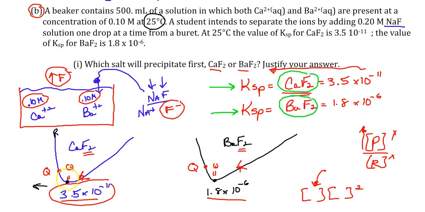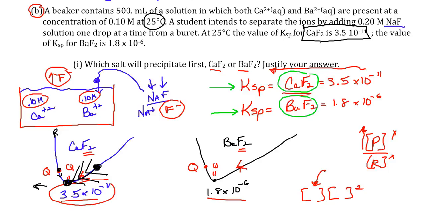So as I add F and this Q becomes bigger, it's going to equal K before this one, and therefore it's going to go forward beyond that. And once it goes beyond that, we know that the reverse reaction, now moving toward equilibrium, this is KSP right here. So we would say, very simply, that this salt, calcium fluoride, because of its smaller KSP, would precipitate first.